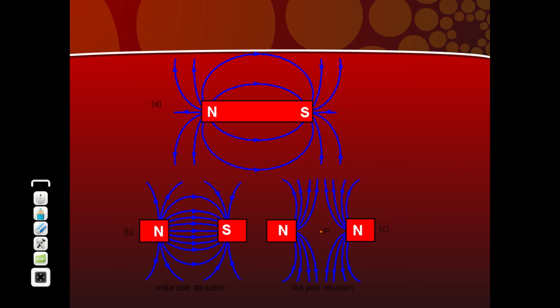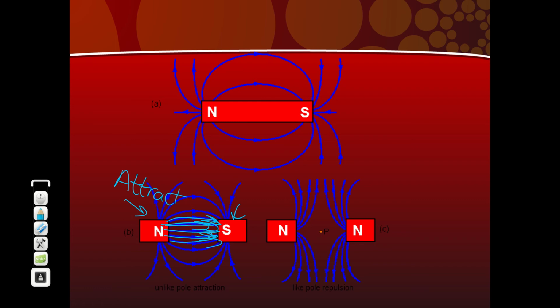So this is why we get some attraction. What happens with this is the pictures I have drawn here. Right here, this is a north and a south pole. You can see the lines are going straight at the South Pole from the north. This is why these two poles attract. This is basically saying the north wants to go to the south. They want to go straight at it.